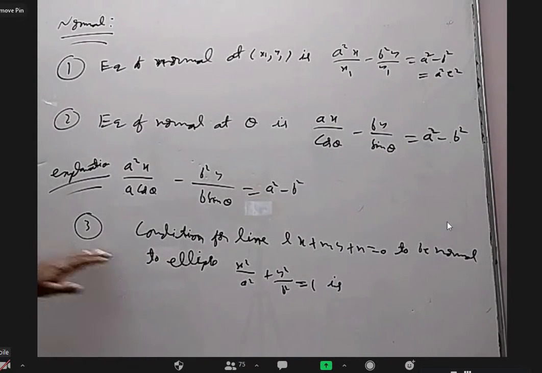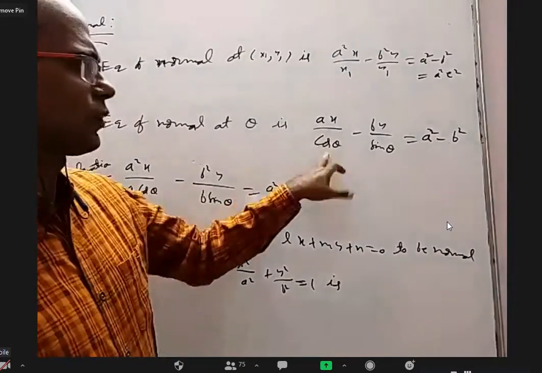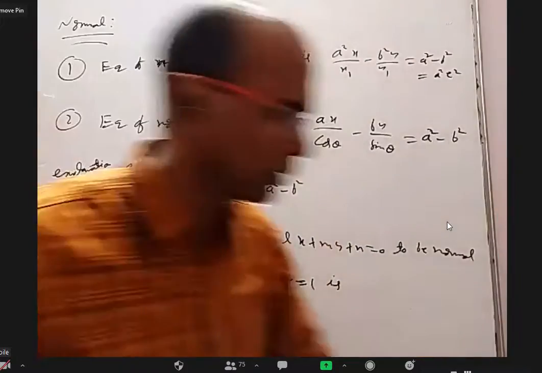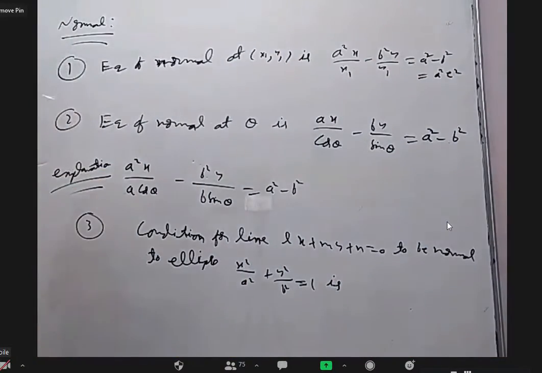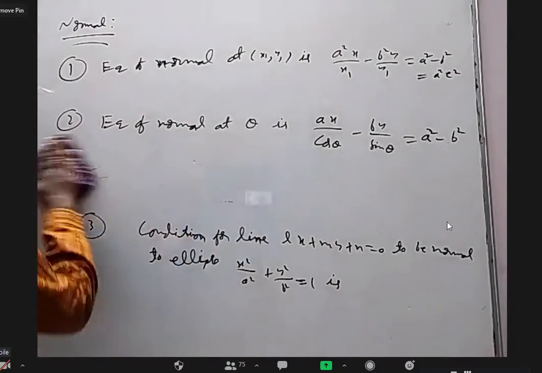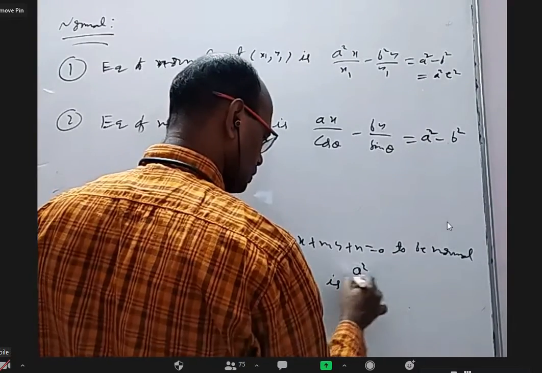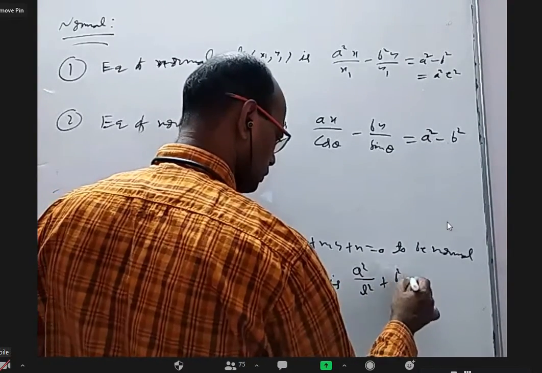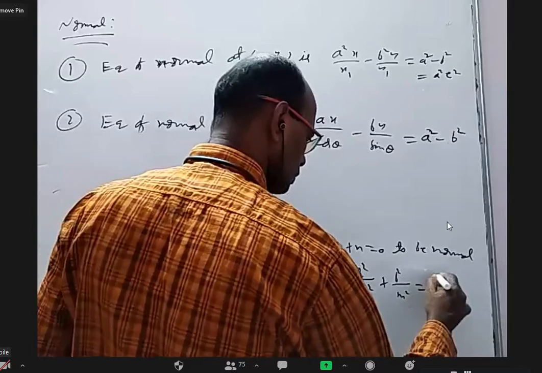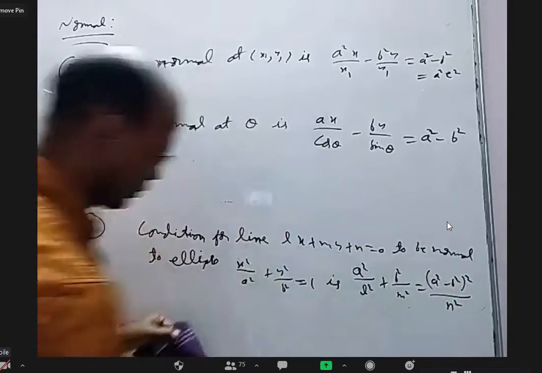Okay, if you want to get a condition, just compare with the general normal. If you compare with this, find x1, y1, put it in the ellipse. If you compare with this, you'll get cos theta, sin theta, and eliminate theta. I think you should get a square by l square plus b square by m square equal to a square minus b square whole square by n square.